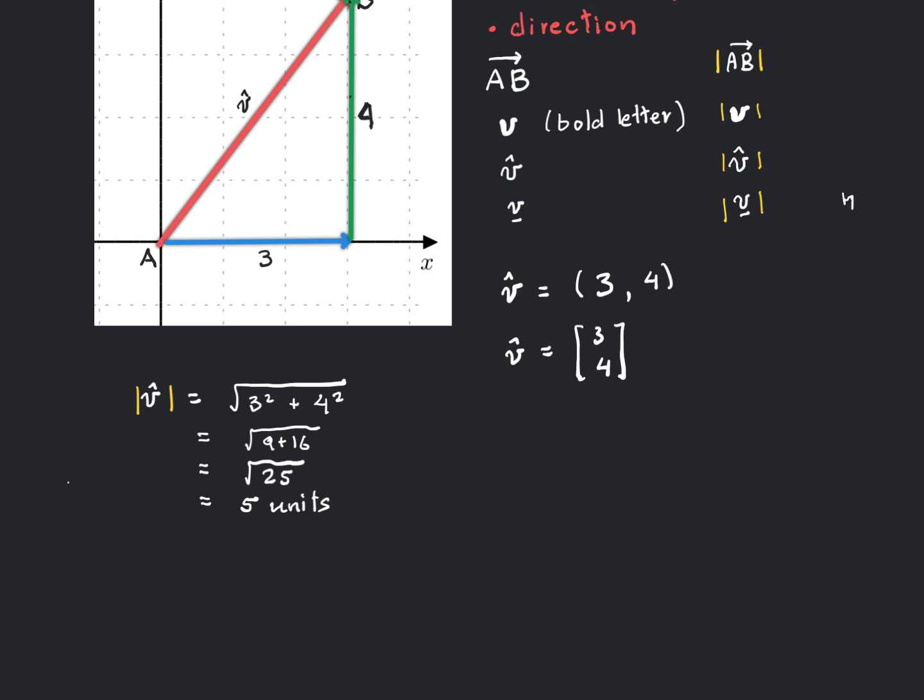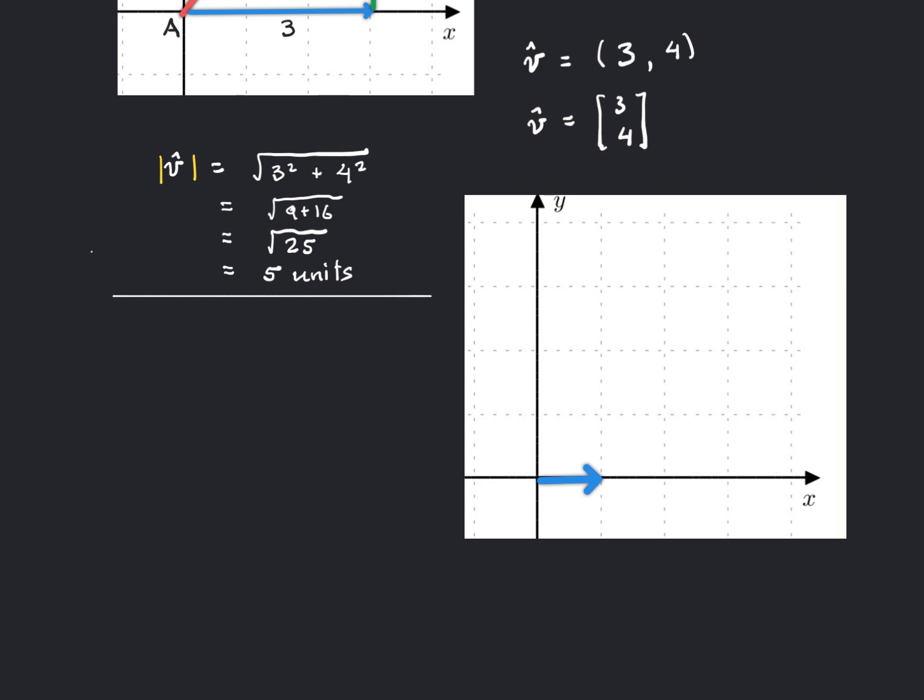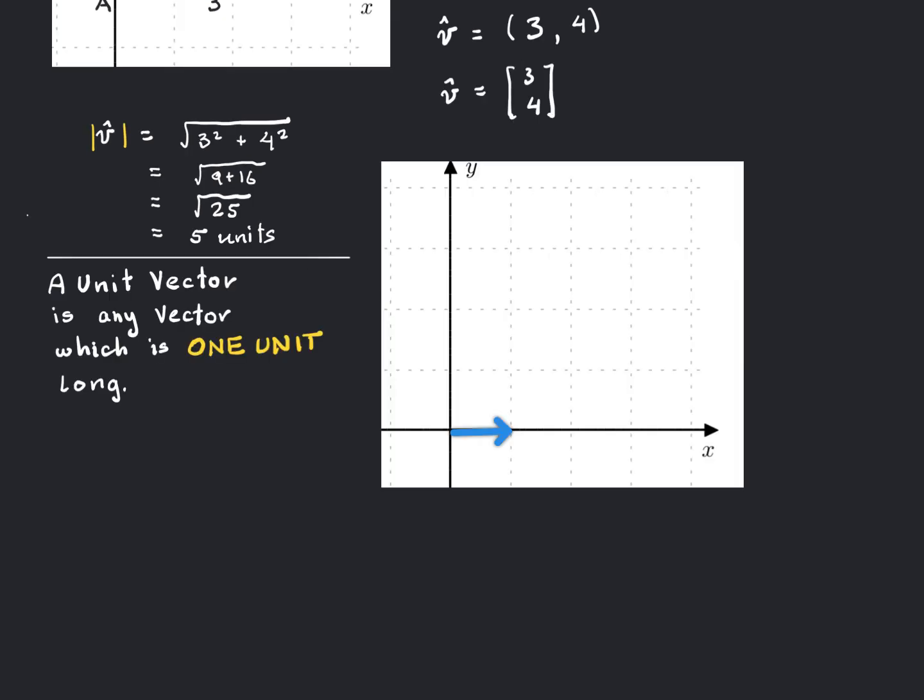So now we go into what is a unit vector. A unit vector is any vector which is 1 unit long. In our case over here, if we call this A, our A vector is therefore 1, 0. It goes 1 unit in the x direction and none in the y direction. And we can use Pythagoras' theorem to calculate this magnitude, and we find that it is indeed 1 unit long.